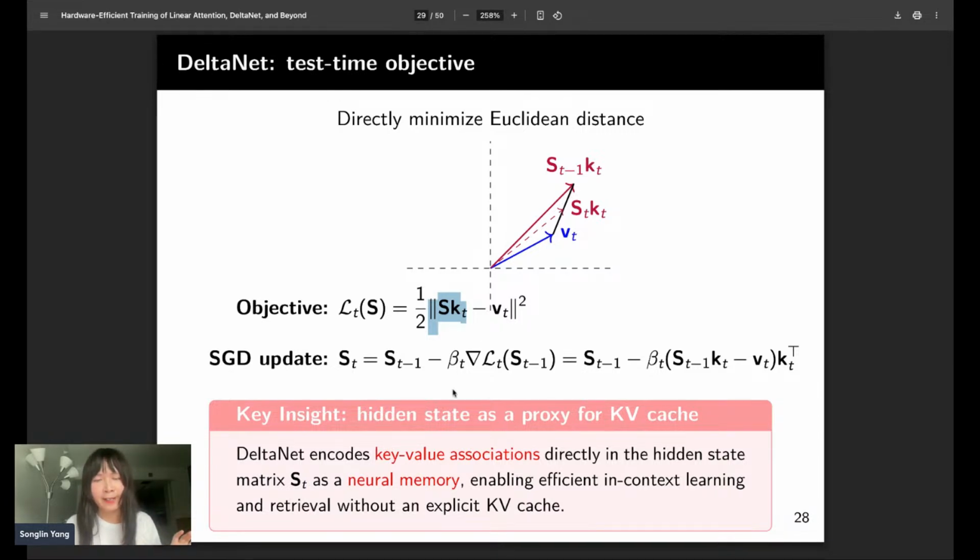So this is a very intuitive understanding of why we want to optimize these linear regression rules between these key-value pairs.